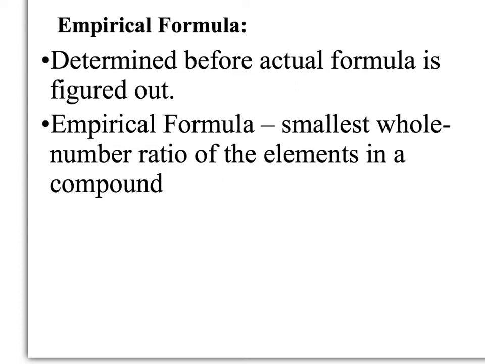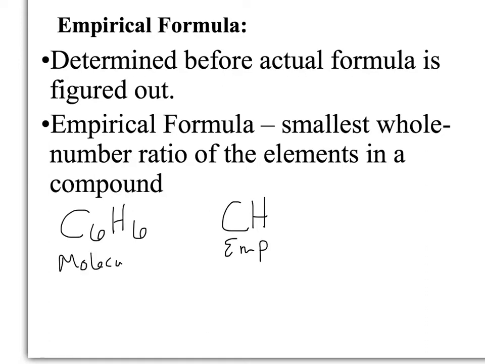We're going to do an example of this. If we had C6H6, what would be the smallest whole number ratio of that? CH, because they're in a 1-to-1. So this is the empirical formula, and this is actually what we call the molecular formula. So there's the difference.